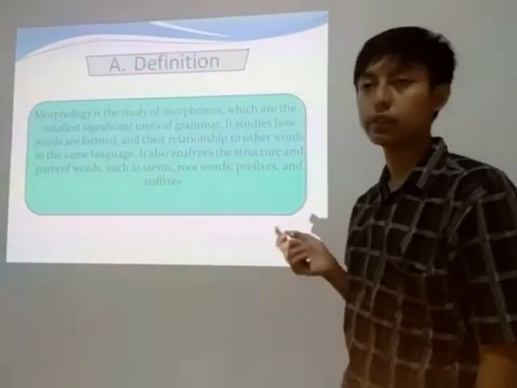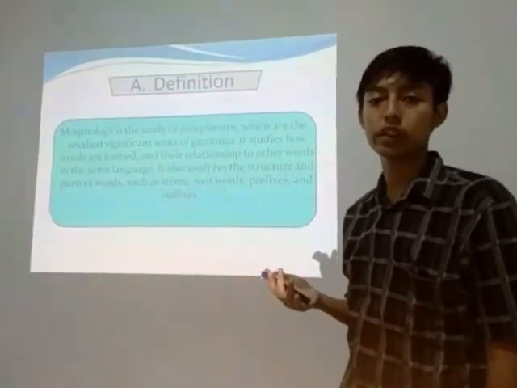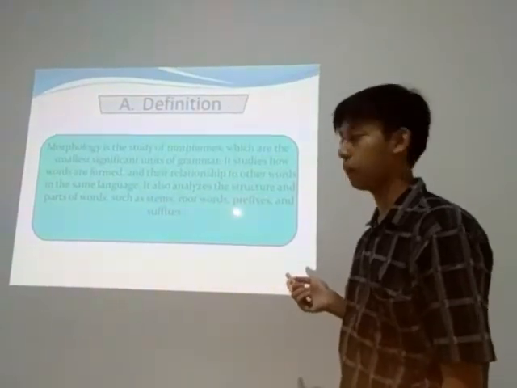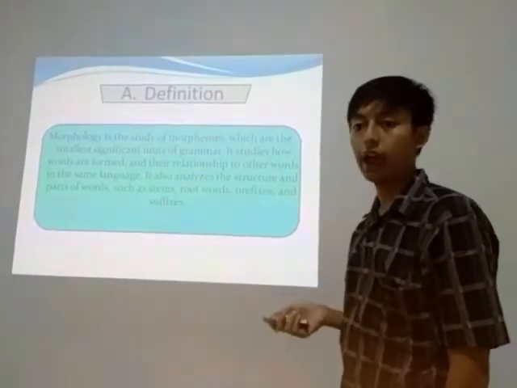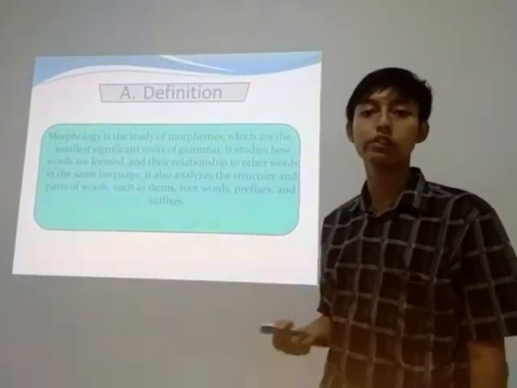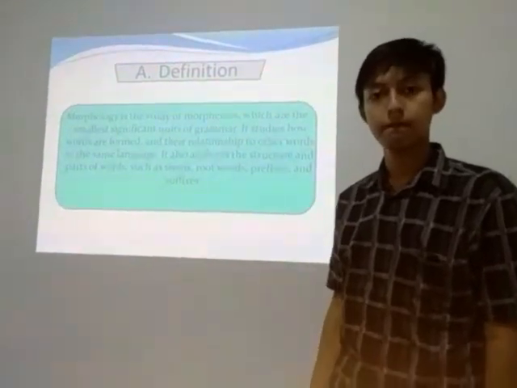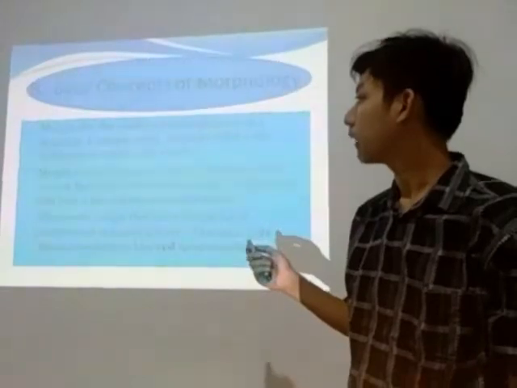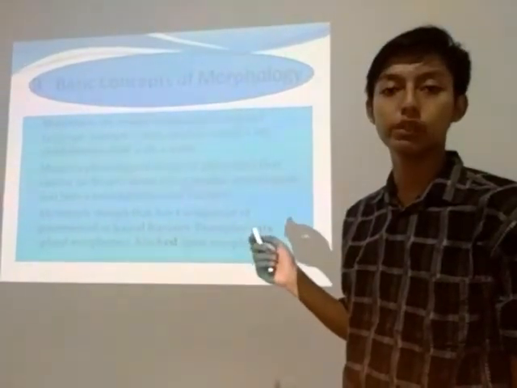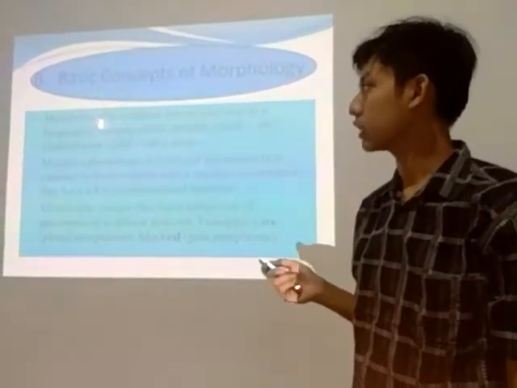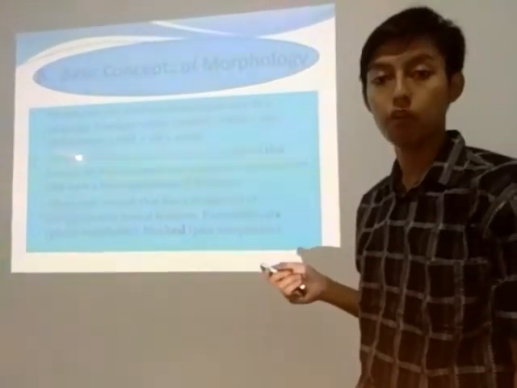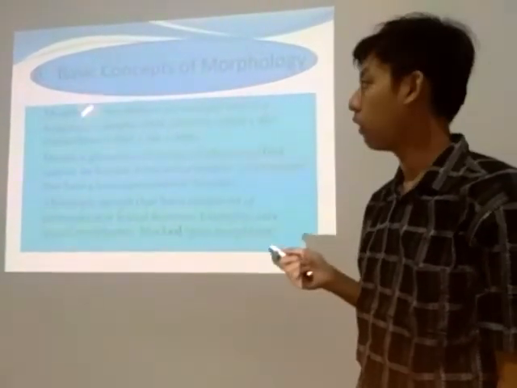It means that in learning morphology, we try to analyze the parts of words such as stems, root words, prefixes, and suffixes, and also the connection with other languages. The next topic is the basic concepts of morphology. There are three basic concepts of morphology. They are morpheme, morph, and allomorph.